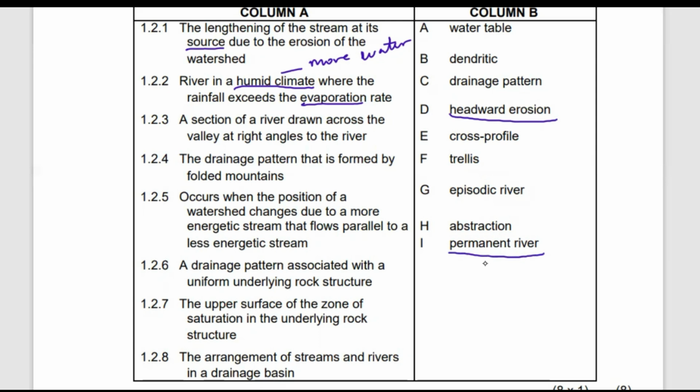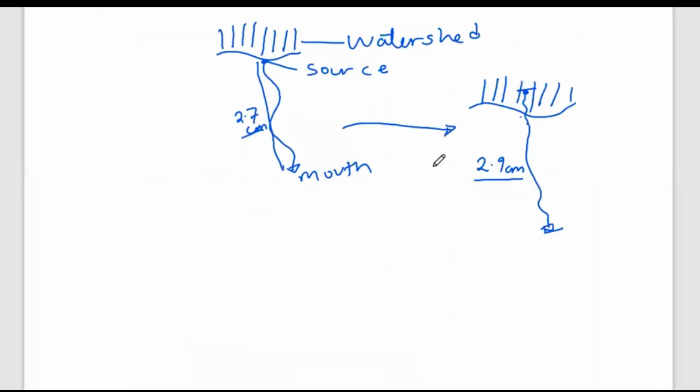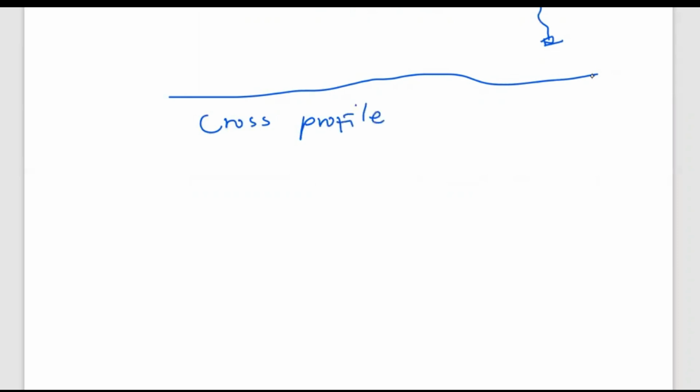Question 1.2.3, they say a section of a river drawn across the valley at right angles to the river. A section of a river drawn across the valley at right angles to the river. What is that going to be? Our answer is supposed to be E, which is a cross profile. A cross profile. Let us see a cross profile in detail. So what is a cross profile?